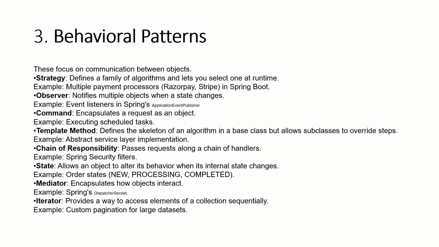Now coming to the next one, which is chain of responsibility. It passes a request along a chain of handlers. Example: Spring Security filters. Coming to the next one, which is state: it allows an object to alter its behavior when its internal state changes. Example: order states, new, processing, completed. Next is mediator: it encapsulates how objects interact. Example: Spring DispatcherServlet. Coming to the last one, which is iterator: it provides a way to access elements of a collection sequentially. Example: custom pagination for large data sets.